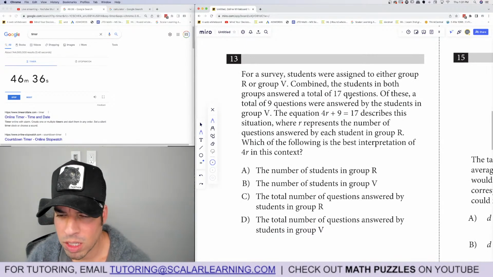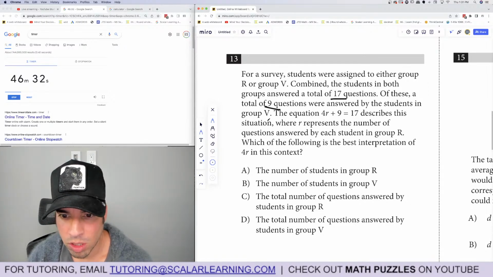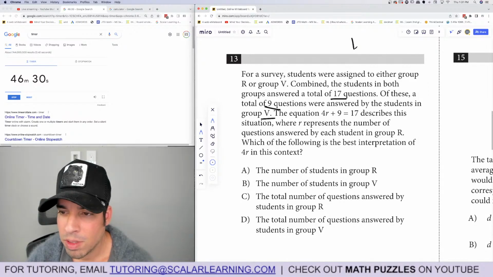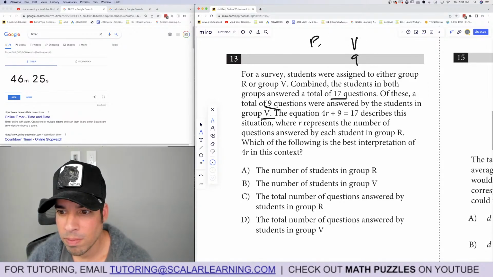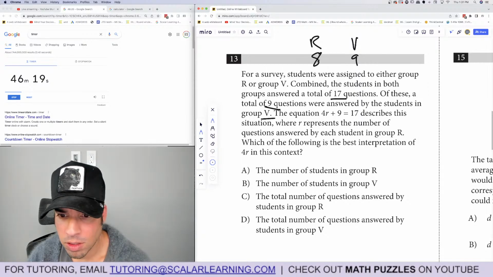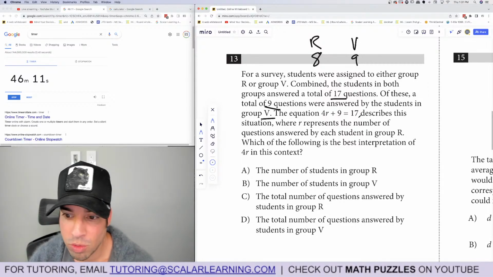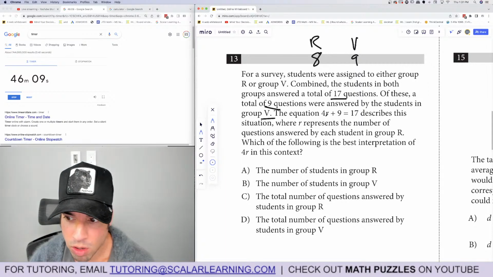13. For a survey, students were assigned to either group R or V. The students in both groups combined answered a total of 17 questions. Of these, a total of 9 were answered by the students in group V. So V answered 9. So what does that mean? 8 here? So the equation 4r plus 9 equals 17 describes this situation. So what, r is 2?